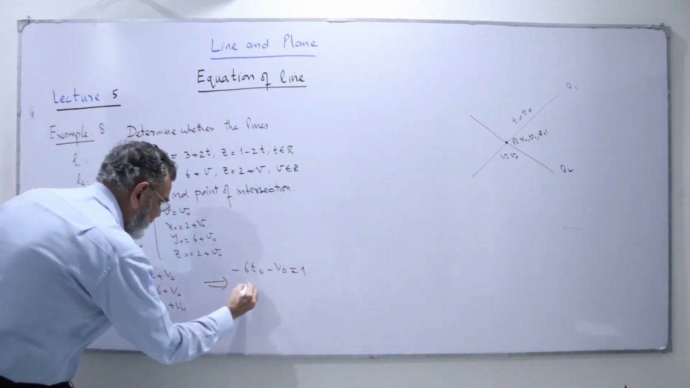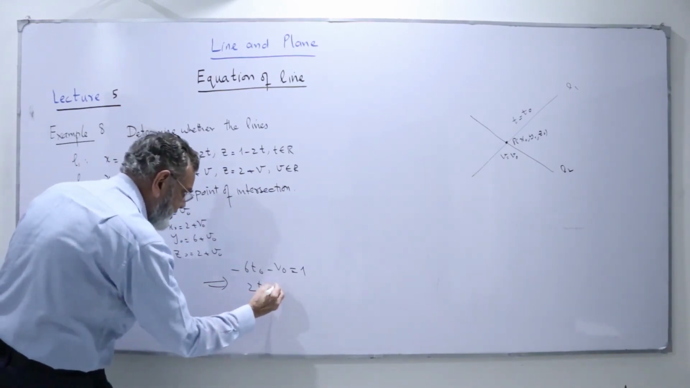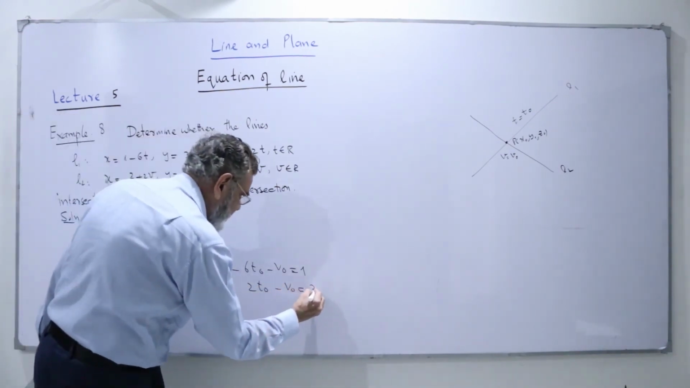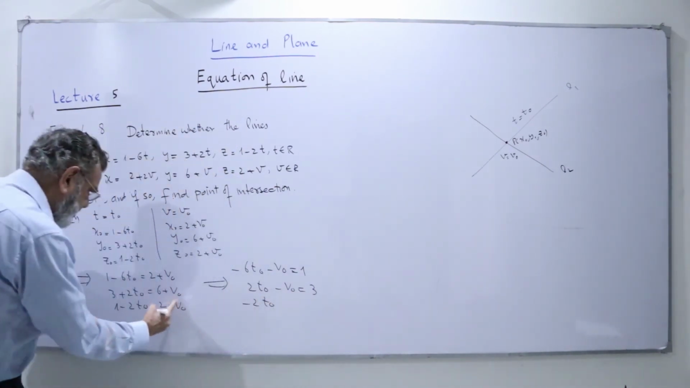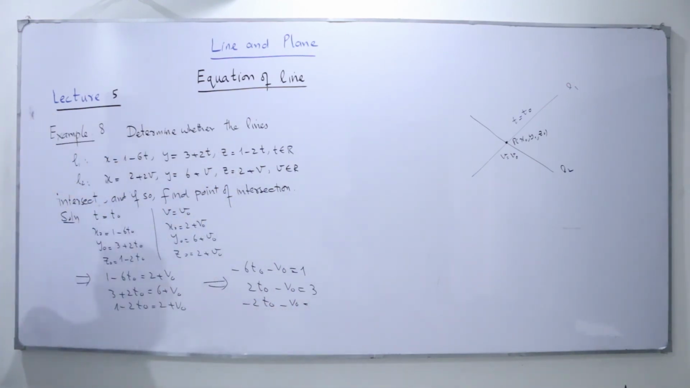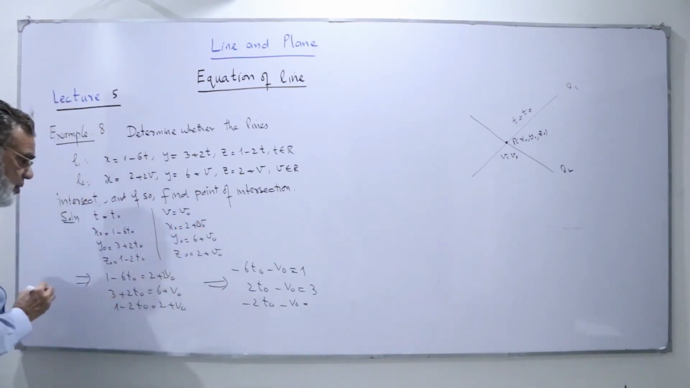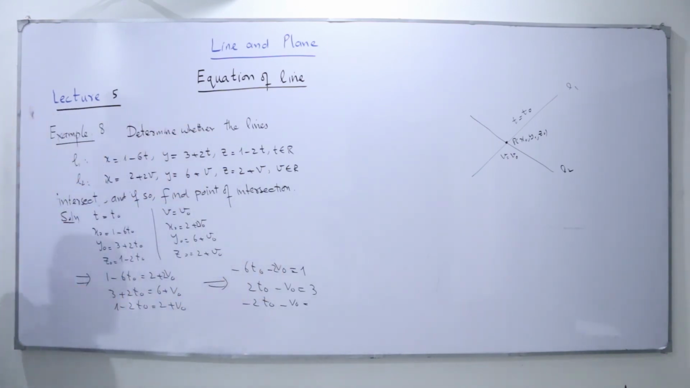And here we have 2t0 minus v0 is equal to, taking 3 to the other side, 6 minus 3, which is 3. The last equation, minus 2t0 minus v0, is equal to the result. Here is a small mistake. This here is 2. So when this is 2, then we have this 2, and this is 2, then we have this 2. So this is the small correction in the question.